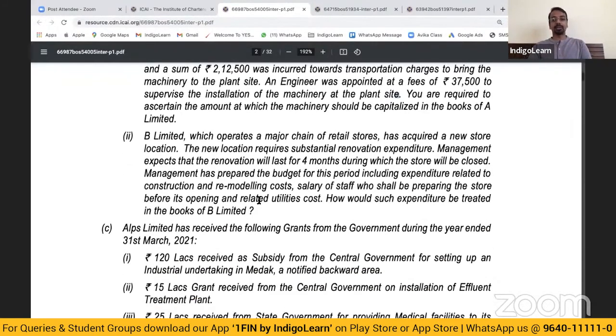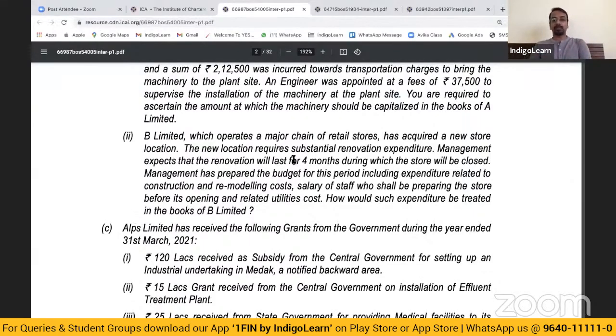Second question. It's there in the study material also. B Limited, which operates a major chain of retail stores, has acquired a new store. The new location requires substantial renovation expenditure. Now, this renovation expenditure, if it is necessary to bring that store to the condition and location as intended by the management, will be capitalized.